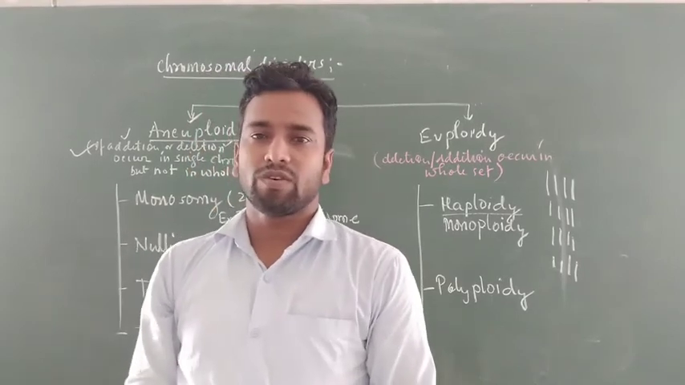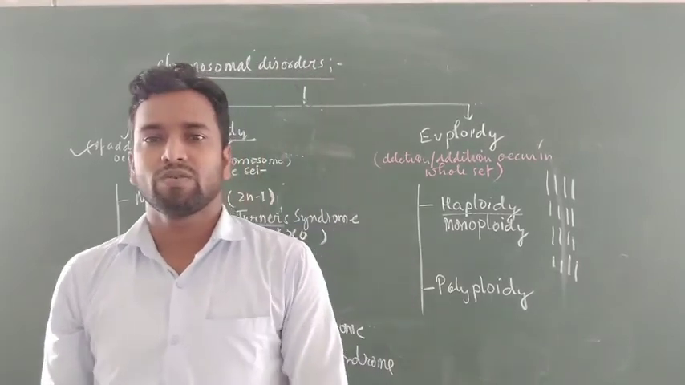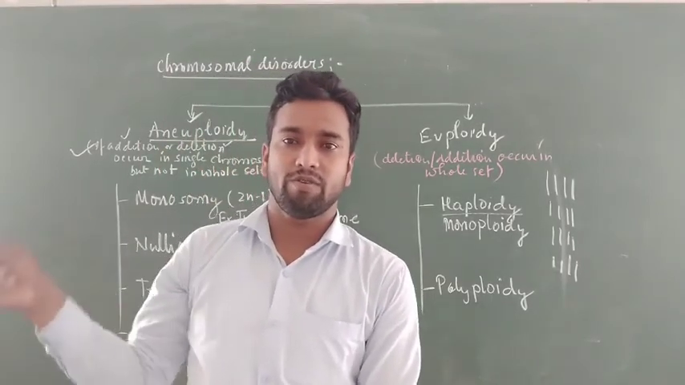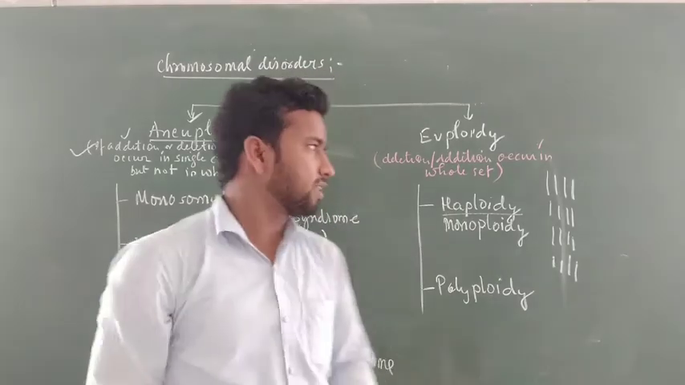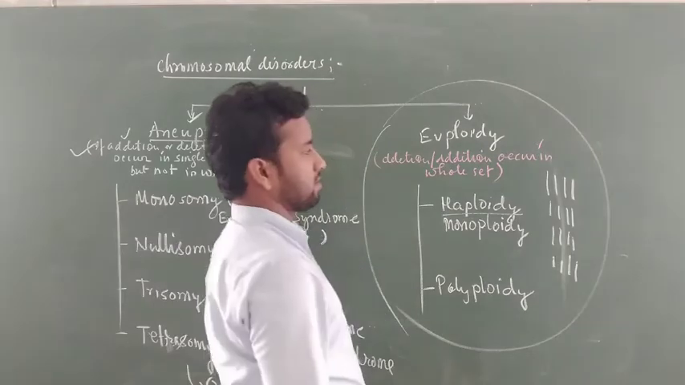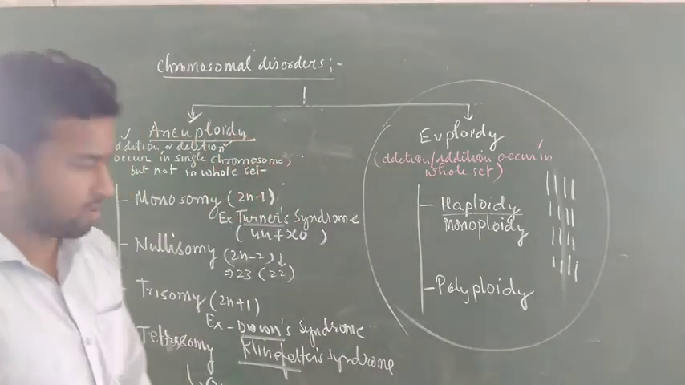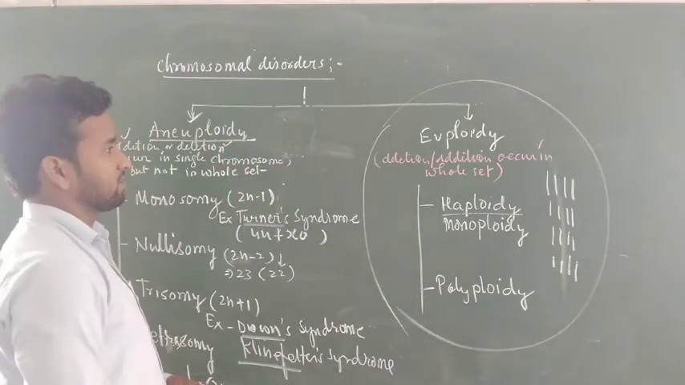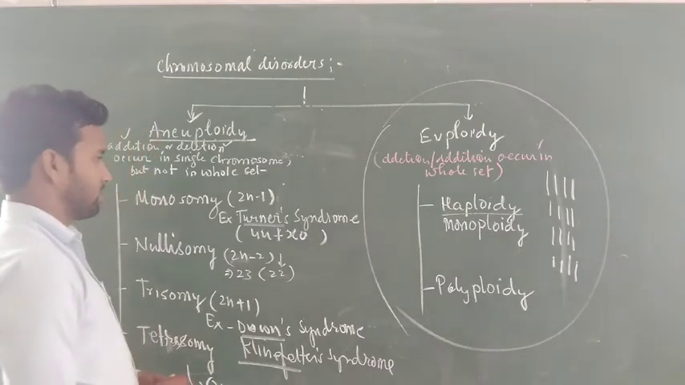Here wheat also grows in haploid, diploid, and hexaploid conditions. This type of condition is observed in many plants, but not in animals, because animals don't withstand such conditions, especially humans.